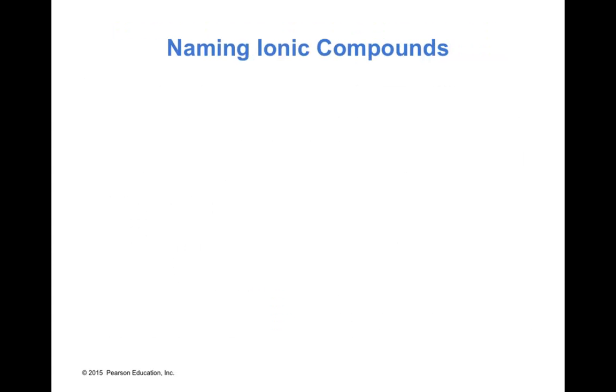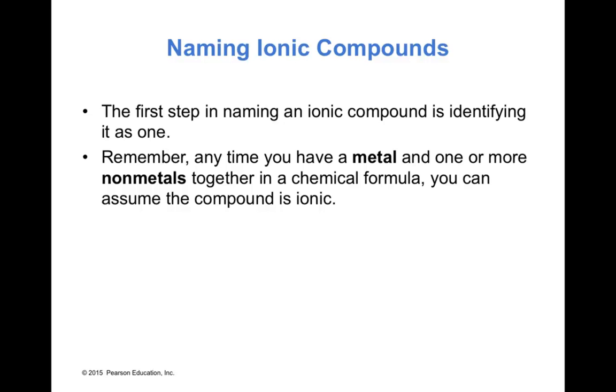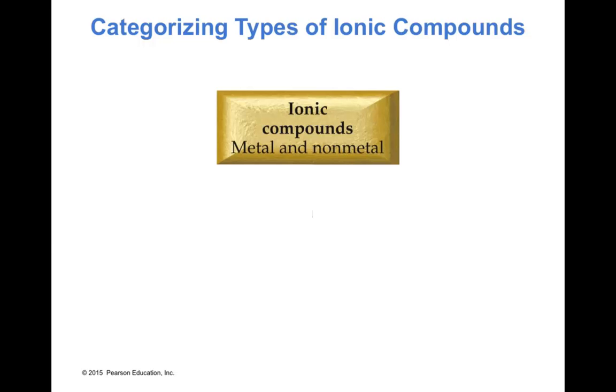Naming ionic compounds. The first step in naming an ionic compound is identifying it as one. We mentioned before that if we have a metal in a compound, that compound is classified as ionic. So anytime you have a metal and one or more nonmetals together in a chemical formula, you can assume that compound is an ionic compound. We can have two types of ionic compounds. Remember, an ionic compound is the combination of an ion from a metal and an ion from a nonmetal element.